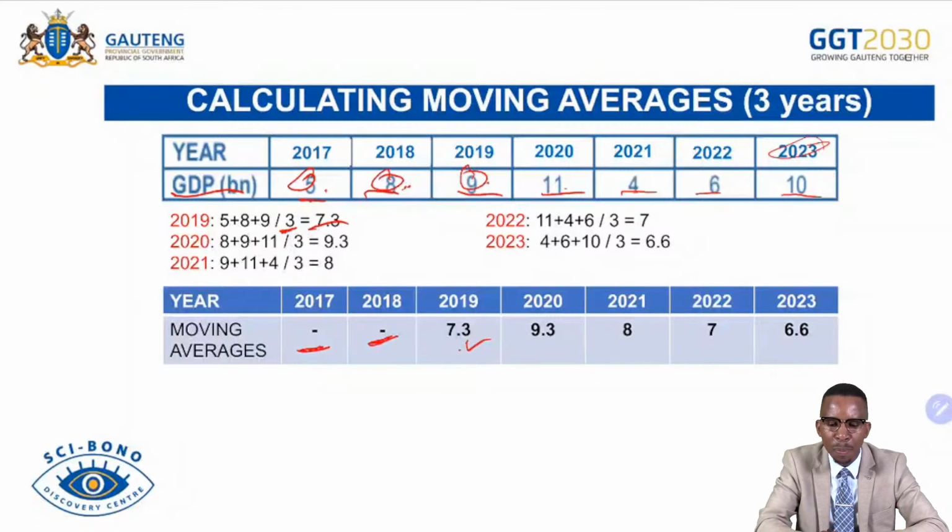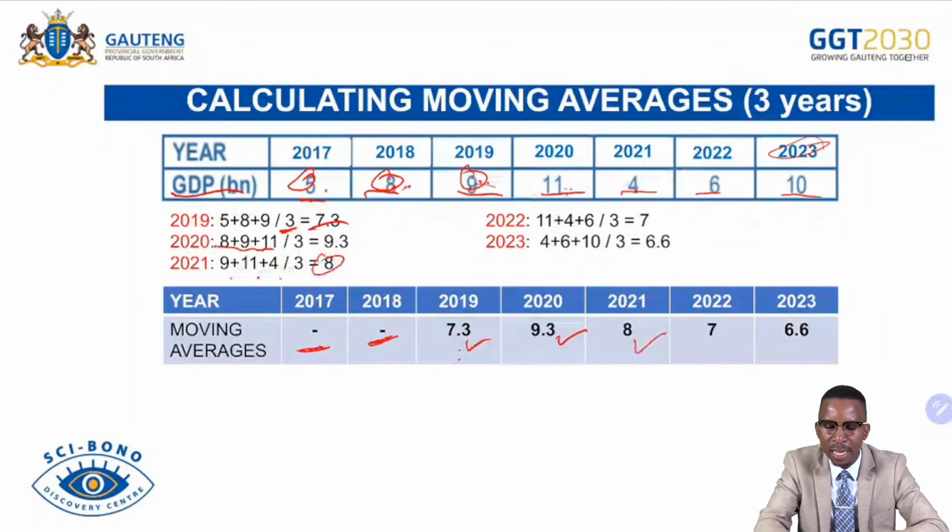What do we do then? We leave 2019 because we have already used that component. For 2020, we say 8 plus 9 plus 11, divided by 3 years, equal to 9.3. There you go, we have 9.3. Then we leave 2020 and go to 2021. So what do we do now? We say 9 plus 11 plus 4, and after dividing by 3, we get 8. This is our 2021, it is 8.